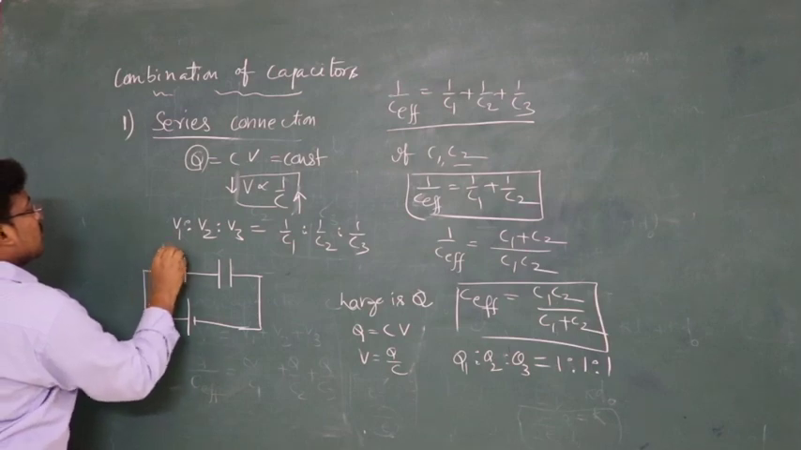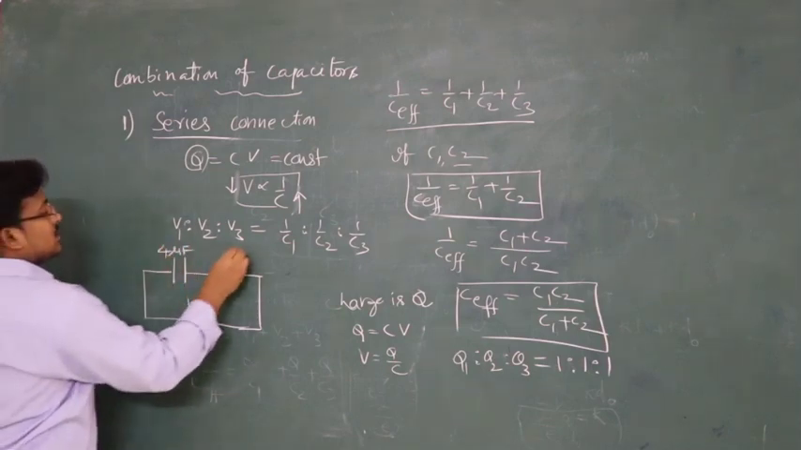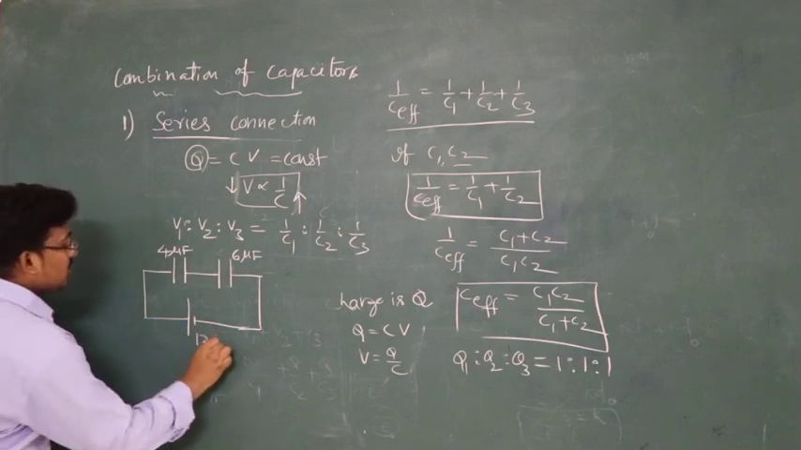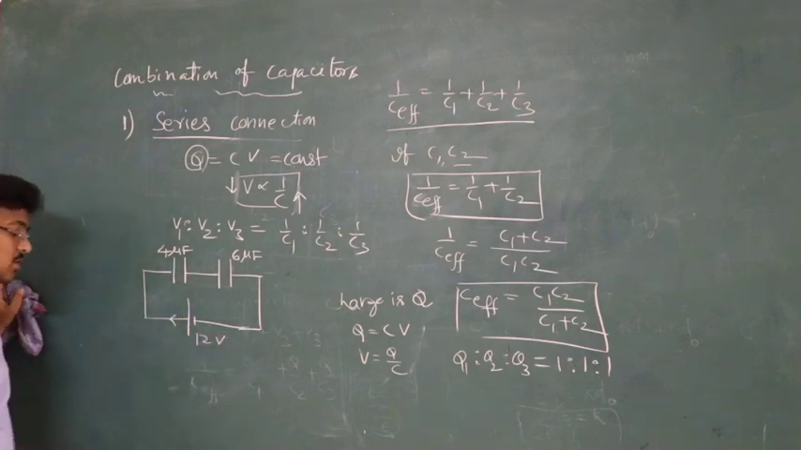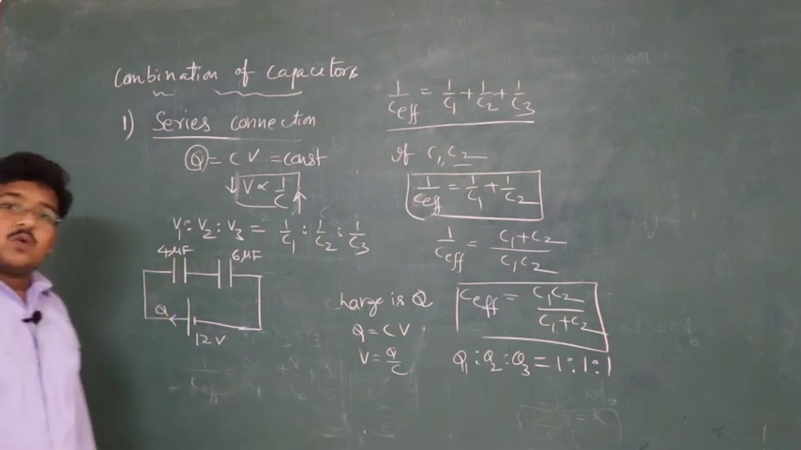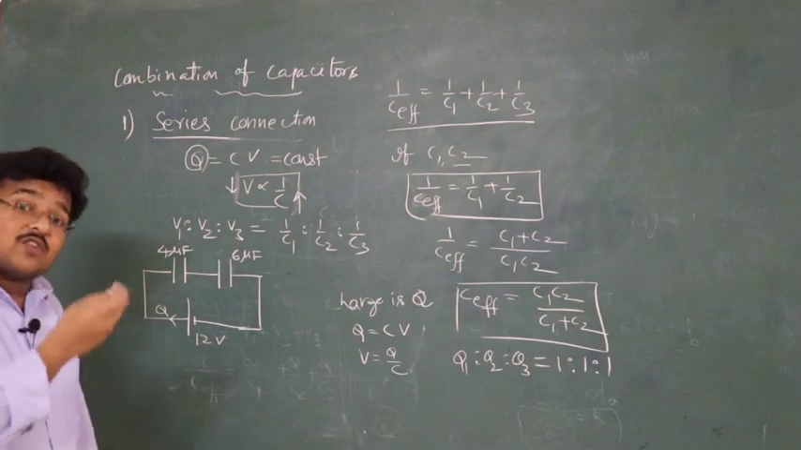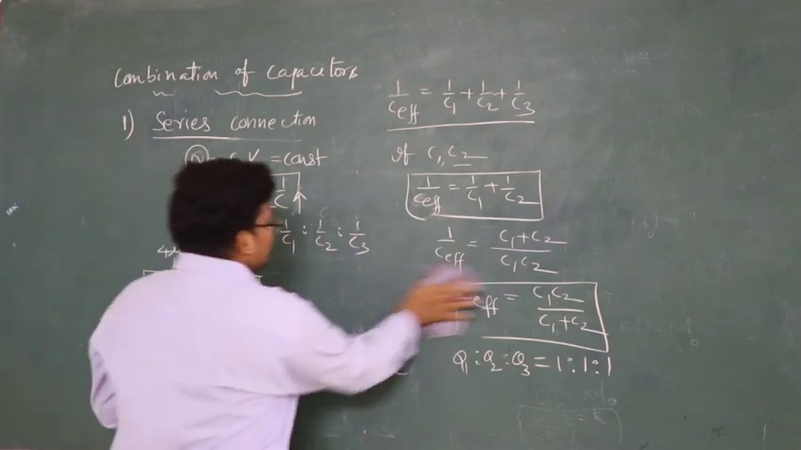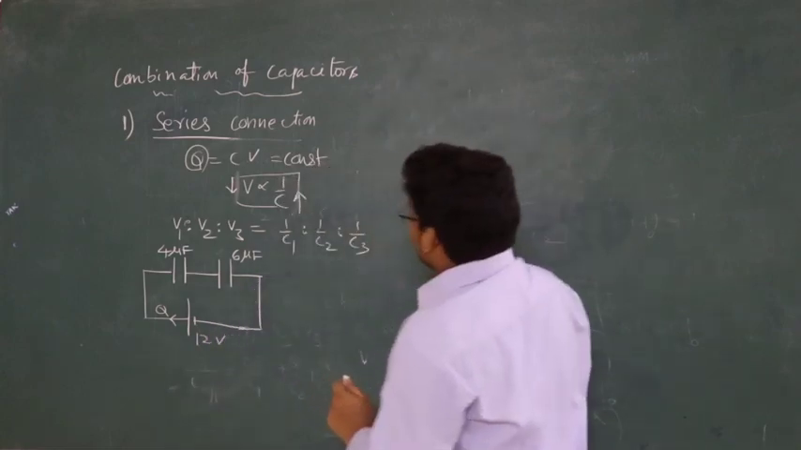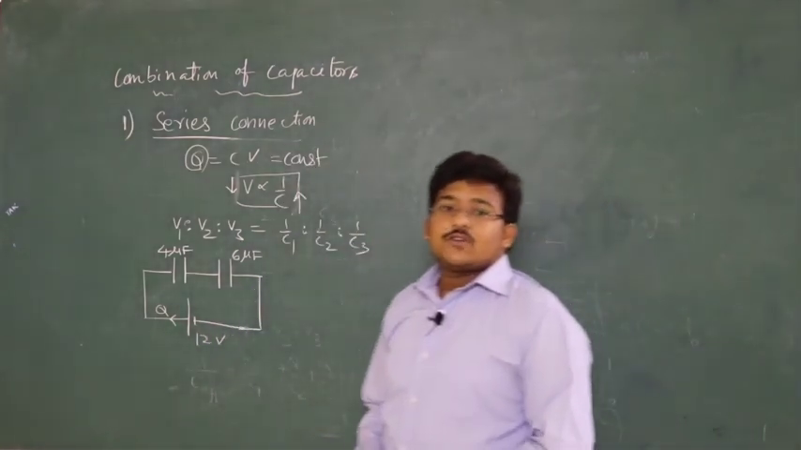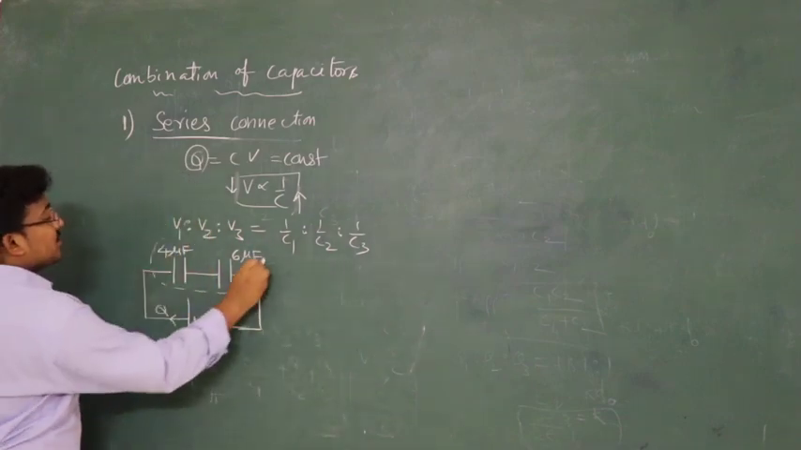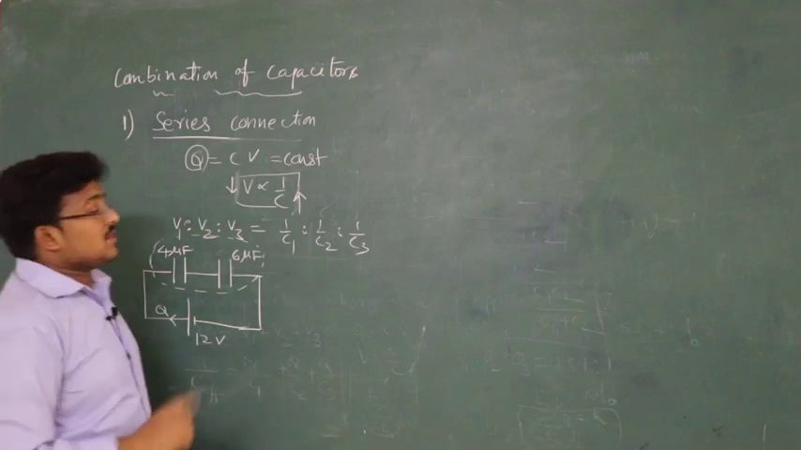Now this is 4 microfarad capacitance, this is 6 microfarad capacitance, and 12 volts is given. Now when the switch is closed, charge will start to flow. They might ask what is the total charge drawn from the battery. For that, you should first find the effective capacitance. We have 2 capacitors here, so we replace these 2 capacitors with a single capacitor.